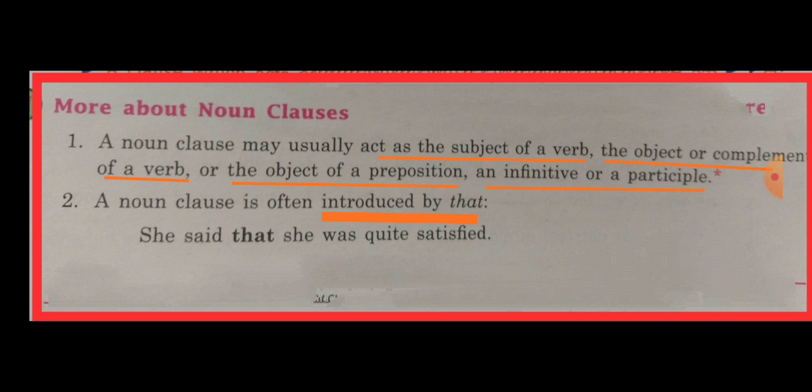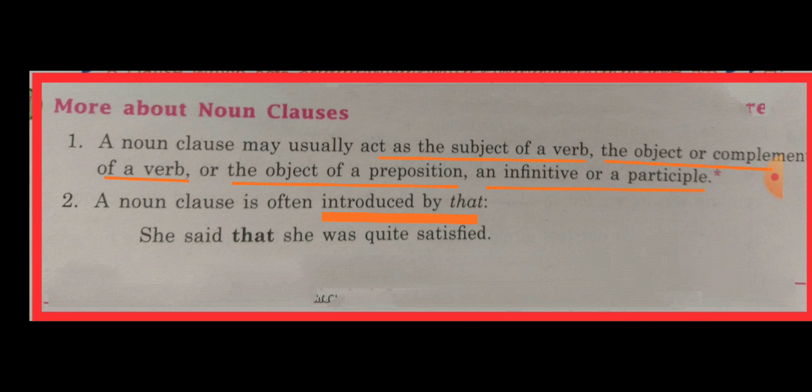Now learn more about the noun clause. A noun clause may usually act as the subject of a verb or the object of a verb. So it is up to the sentence whether it is at the position of subject or at the position of object, or it may be the object of a preposition, an infinitive or a participle. And a noun clause is introduced by that.